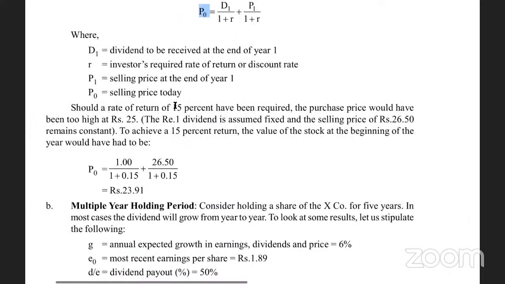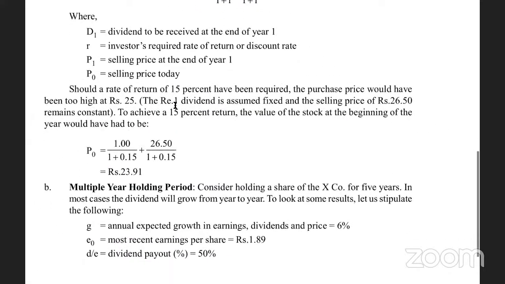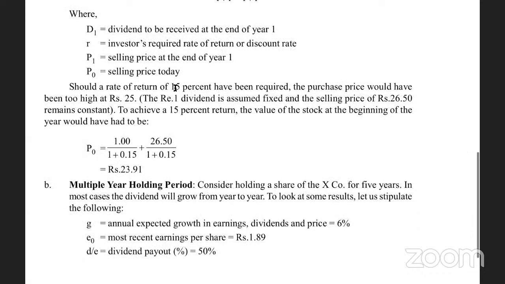Look at this problem again. Should the rate of return be 15%? If the rate of return is 15%, then the purchase price would have been too high. The purchase price is 25, and the selling price is 26.5. To achieve a 15% rate of return, what is the value of the stock?